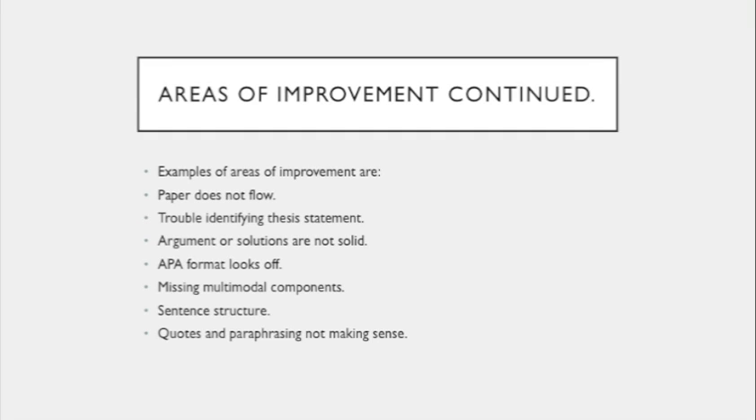Argument or solutions are not solid. APA format looks off. Missing multimodal components. Sentence structure. Quotes and paraphrasing not making sense. These are just some of the examples. However, if you do notice something else that needs some improvement, feel free to mention it. As I always say, just be descriptive about it, detailed, and look out for your peer at all times. What I mean by looking out for your peer is just making sure that they stay on the right track.